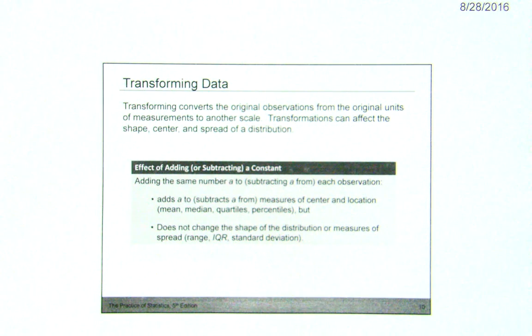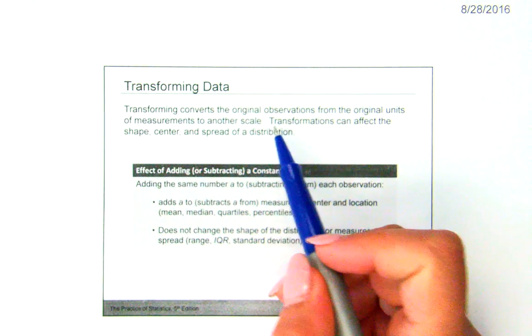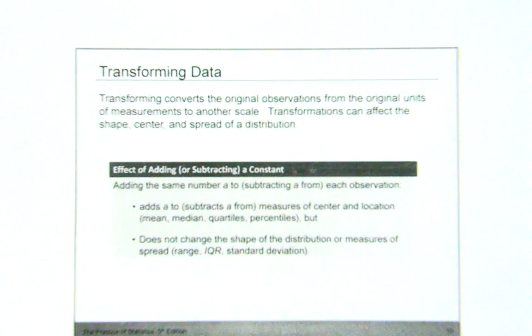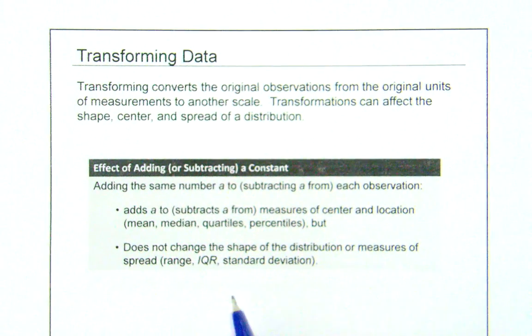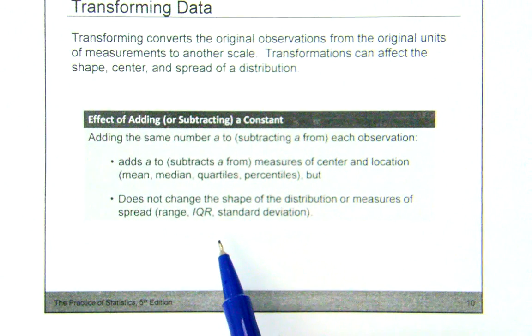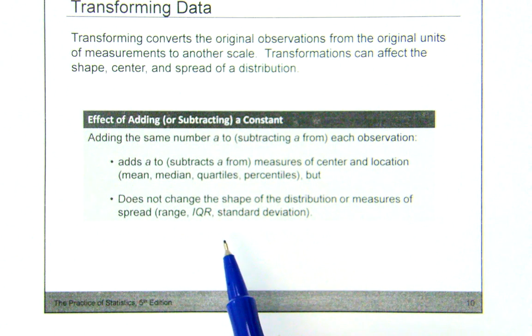So transforming data converts original observations from the original units of measure to another scale. So transformations can affect the shape, center, spread of a distribution depending on what it is. So here's what the effect of adding or subtracting a constant to your data will do.